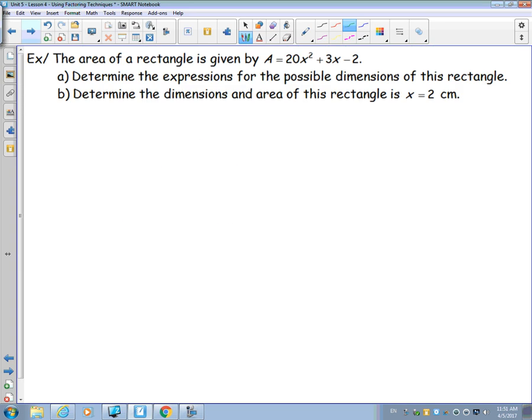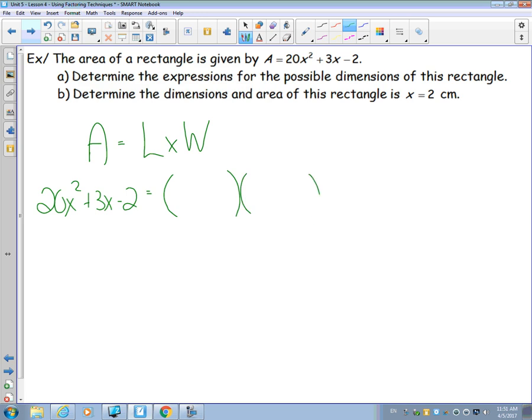All right, last one. The area of a rectangle is given by this equation. Can you find expressions for the possible dimensions of this rectangle? So we need to think to ourselves, what areas of rectangles? What do we know? We know the area of a rectangle is found by the length times the width. In other words, 20x squared plus 3x minus 2 equals something times something.